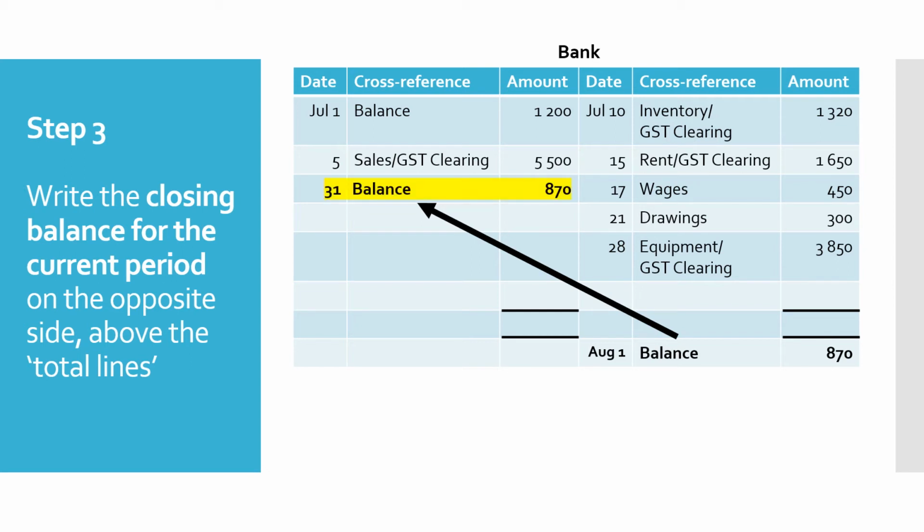Since we already know that our new month is starting with a credit balance, we close off the July month by writing this balance on the debit side as shown here in this example. So what we're trying to do here as part of the balancing process is to close off the bank account for the month of July so that we can bring this balance forward to the new month.